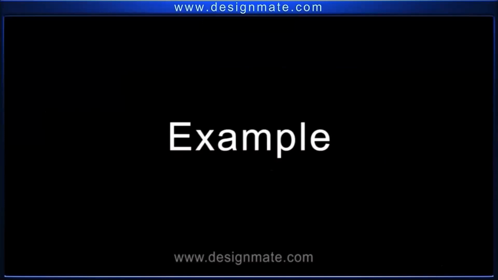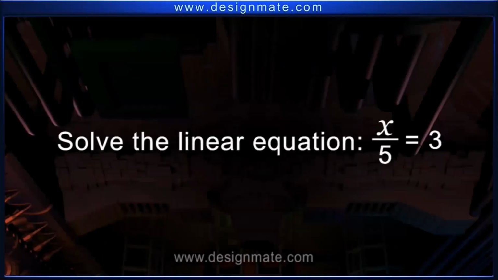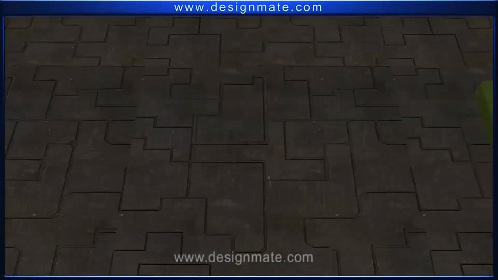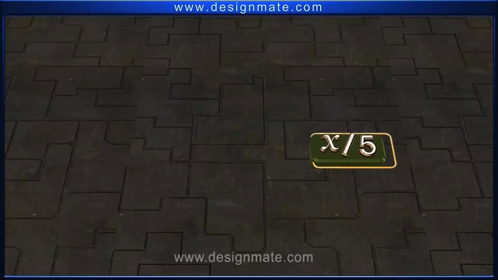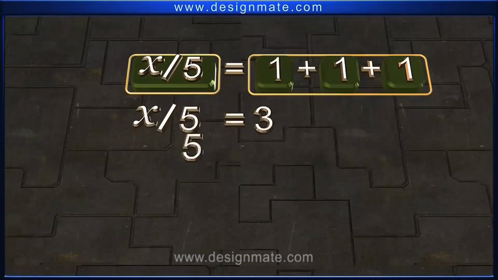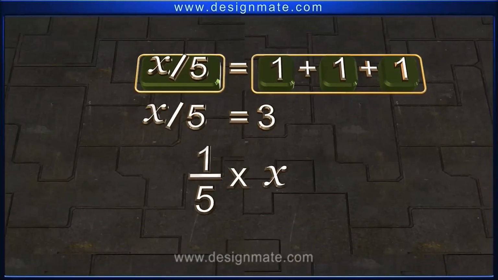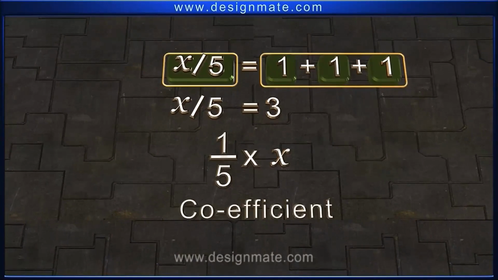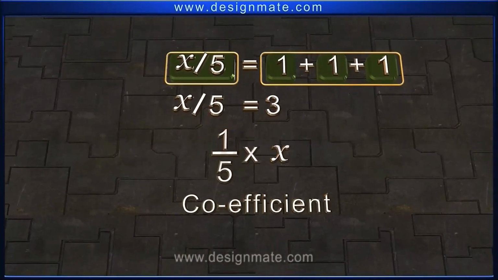Example. Solve the linear equation x upon 5 is equal to 3. Solution. x upon 5 is equal to 3. Here we have x upon 5, that is 1 upon 5 multiplied by x. So the coefficient of x is 1 upon 5.